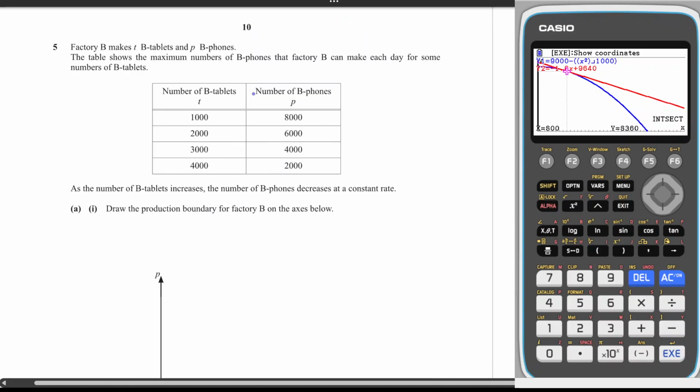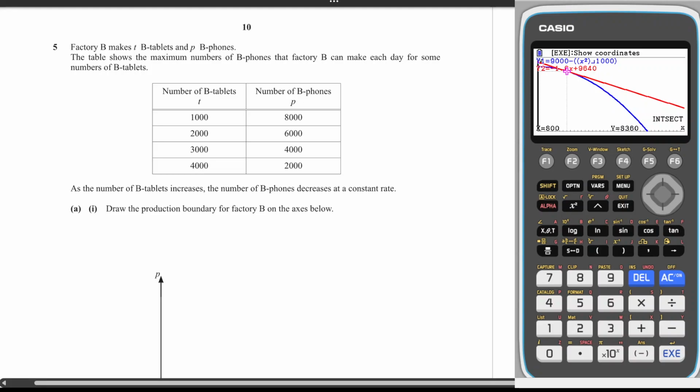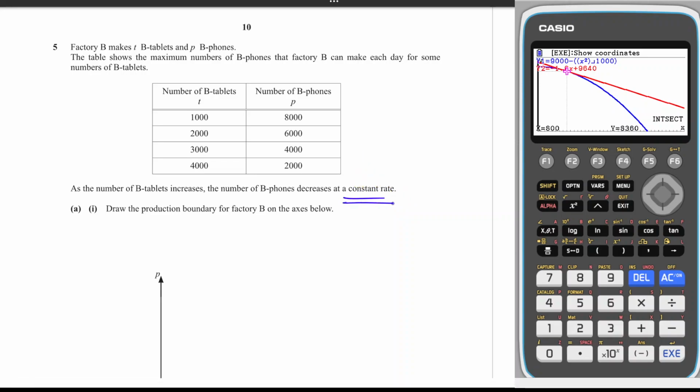Okay, so now the next part. Factory B makes T B tablets and P B phones. The table shows the maximum number of B phones that the factory B can make each day for some number of B tablets. There's a table given. Now we don't have a function, but we have a table. As the number of B tablets increases, the number of B phones decreases at a constant rate. Okay, so this is very important, at a constant rate.